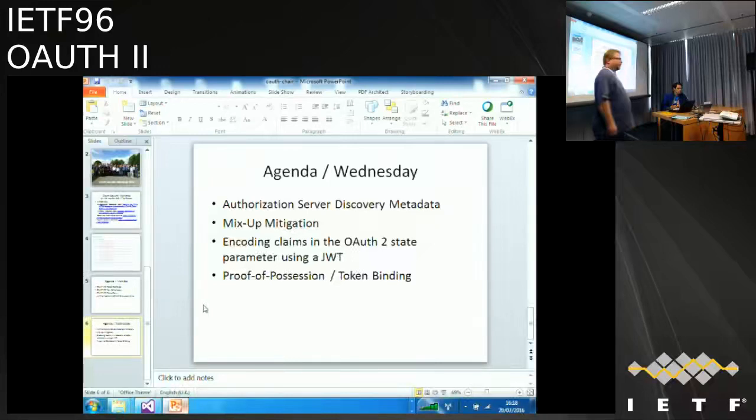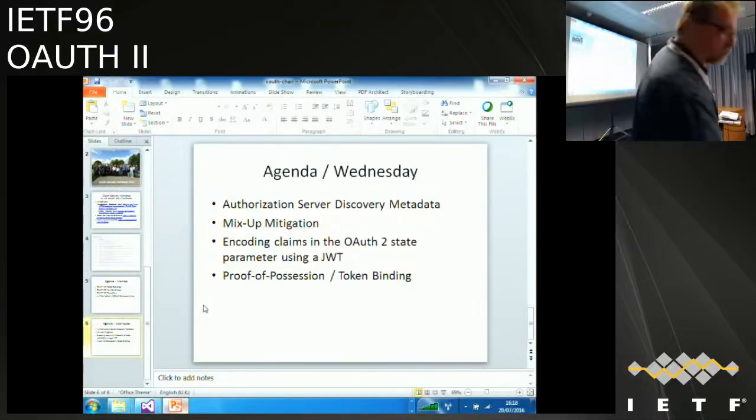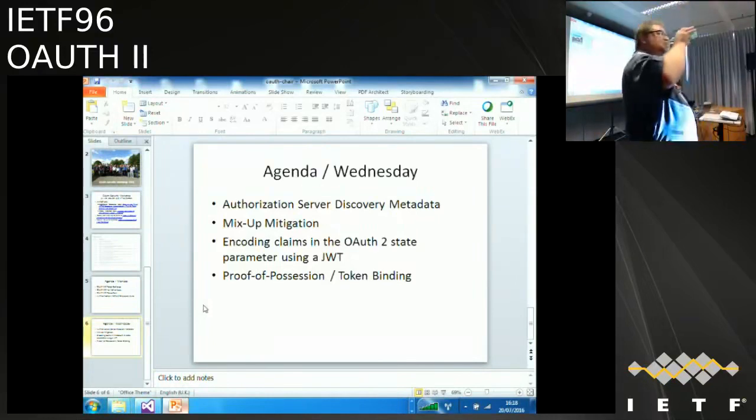The three possible mitigations for nefarious resources are A, back pointers at the authorization server saying what resources are trusted. This is only a medium mitigation because resources that you think that you trust may sometimes go bad.